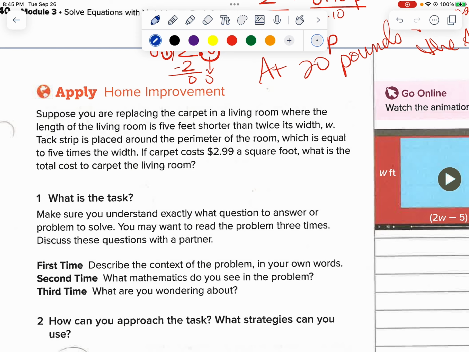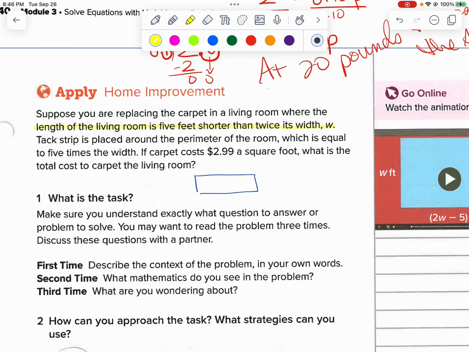Okay, so let's read it again. You're replacing the carpet in the living room. Okay, so we need a living room. I need a living room. Okay. The length of the living room. It says right here. The length of the living room is 5 feet shorter than twice its width.